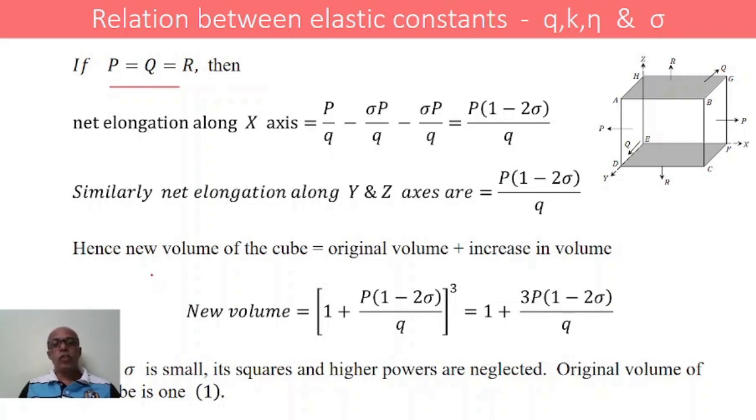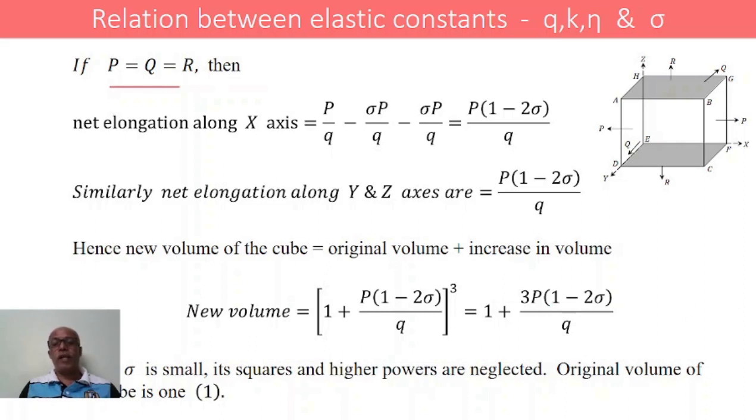Hence, the new volume of the cube is given by the expression, it is the original volume plus the increase in volume. Therefore, new volume is 1 plus P into 1 minus 2 sigma by q, whole cube, or that is equal to 1 plus 3P into 1 minus 2 sigma by q.